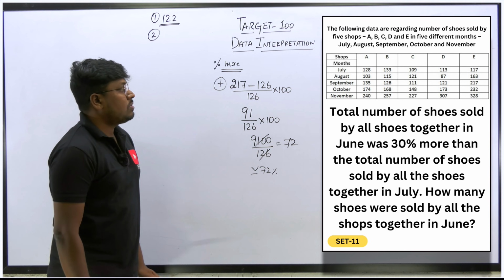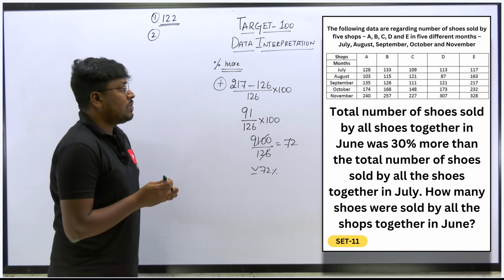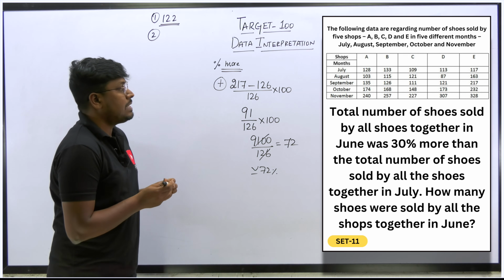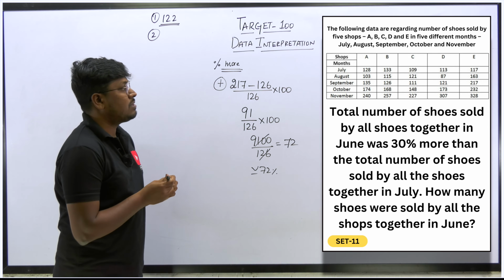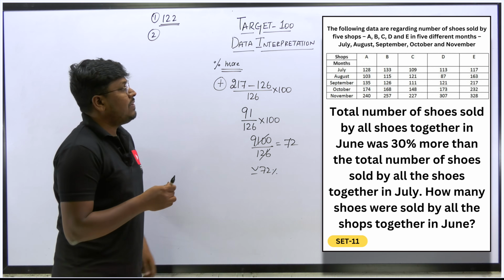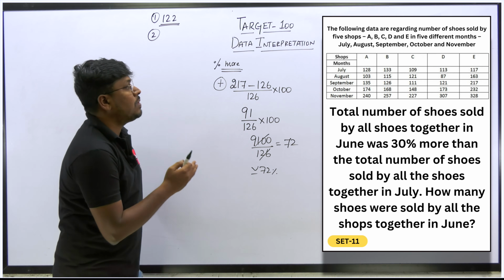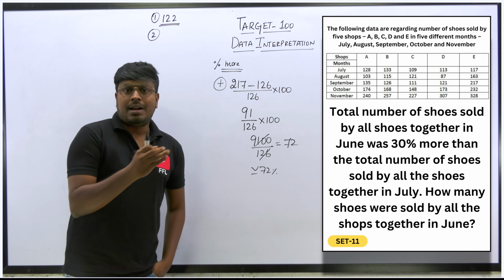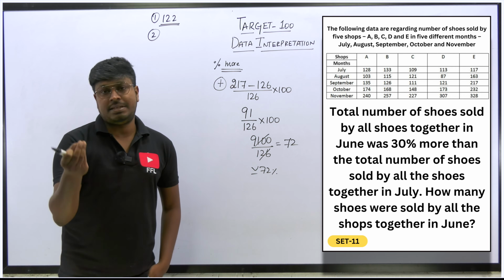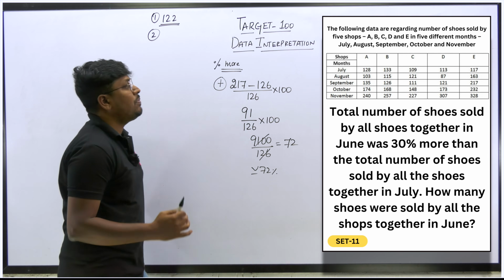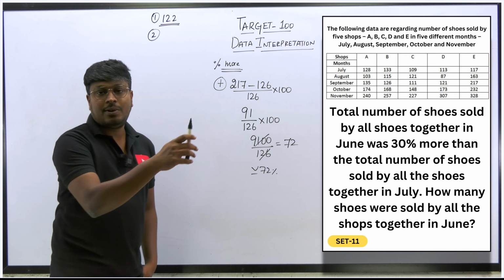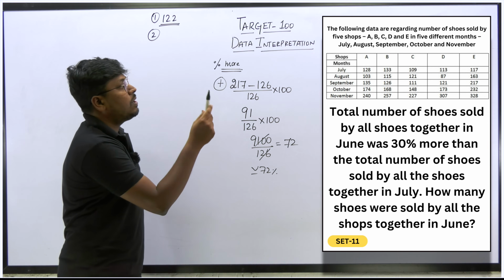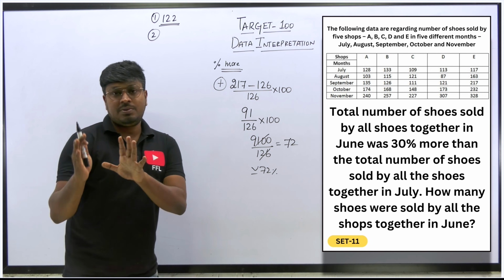So the third question. The total number of shoes that was sold together in the month of June was 30% more than the total number of shoes that was sold by all the shops together in the month of July. So what they are saying is we need to find the total number of shoes sold in July, and after finding the value, June is 30% more. So first add all the values: 128, 133, 109, 113, 117. First let me add all the 100 values: 100, 200, 300, 400, 500. So after adding all the 100 values, we get 500.